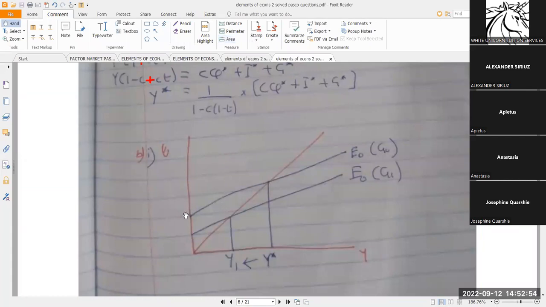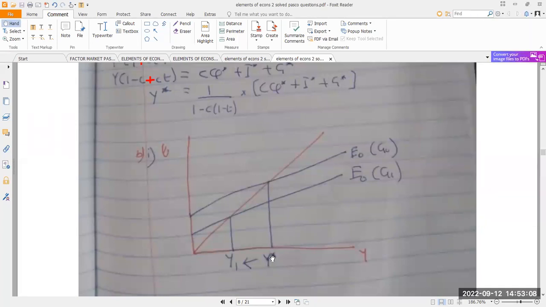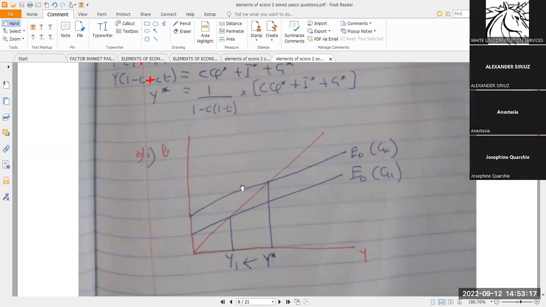This is the initial aggregate expenditure curve, drawn with a given level of government spending. Let's call it G0. When it intersects the 45 degree line, that's where we get our equilibrium income, Y star. Now, the question is that there's a reduction in government spending. If there's a reduction in government spending, the aggregate expenditure curve will shift downwards. So it will shift from E0 to E1.